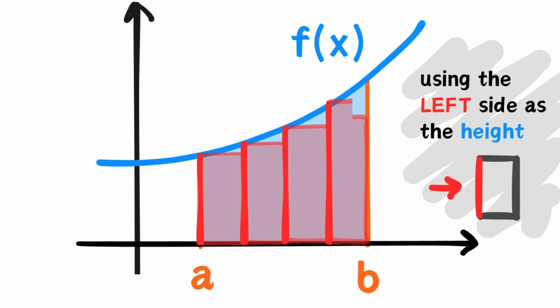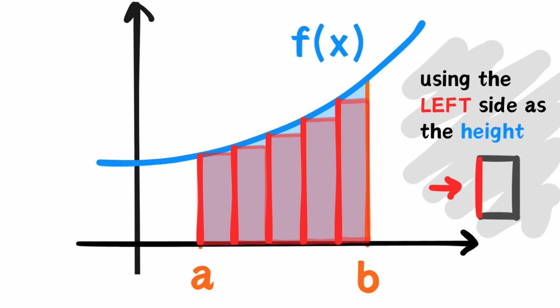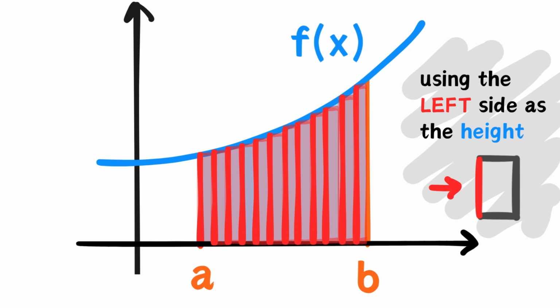Instead of 3 rectangles, let's use 4. How's it now? Better. Okay, one more rectangle. Oh yeah, this looks a lot better. As you can see, as we use more rectangles with smaller widths, the rectangles fit the curve better, and the approximation improves. Now, for these rectangles, we used the left side of each section as the height of our rectangles.